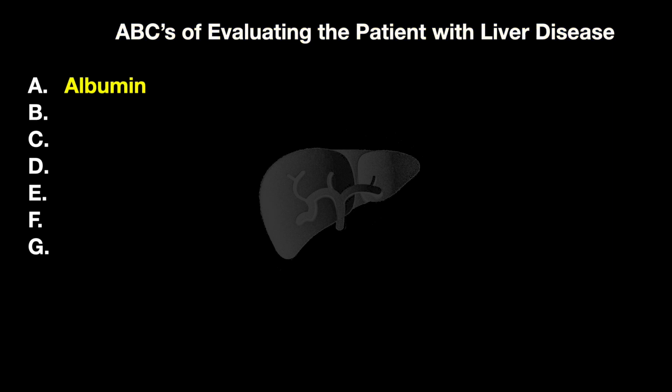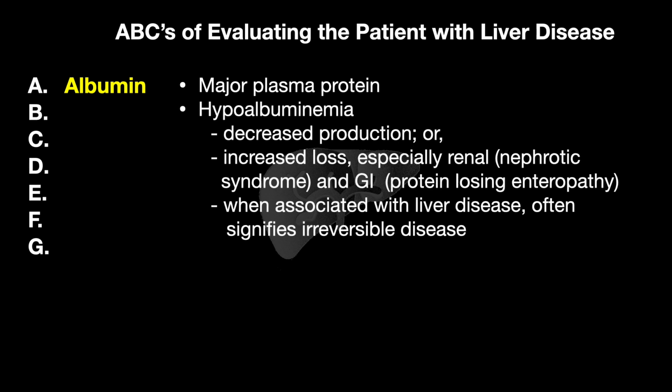A is for albumin. Albumin is the major plasma protein produced by the liver, and hypoalbuminemia is a bellwether of disease. Low plasma albumin levels are indicative of either decreased hepatic production or increased loss. Albumin may be lost by the kidneys, nephrotic syndrome, or via the GI tract, for example, protein-losing enteropathy. Hypoalbuminemia that is caused by decreased hepatic synthesis is often associated with irreversible liver disease and advanced cirrhosis.